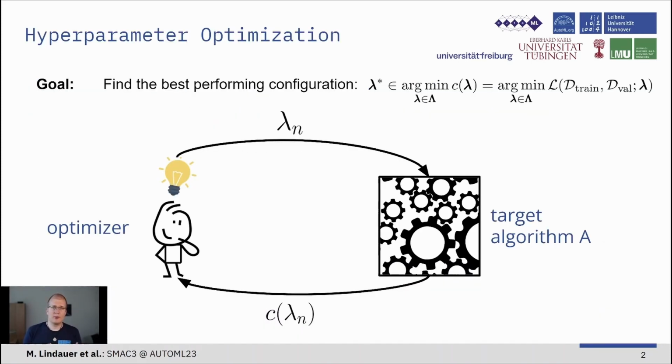As a friendly reminder, first, what is hyperparameter optimization? It's finding the best performing configuration, that's constantly lambda star. How to get that? It's the optimizer, like SMAC, which is proposing new configurations, and then the target algorithm could be any kind of machine learning algorithm, maybe an entire machine learning pipeline, is using that to train now a model on the training data, and then we are interested in the validation performance, so we take the validation data and return that actually as some kind of a cost function to the optimizer. Based on that, the new configuration will be proposed, and we're doing that over and over again.